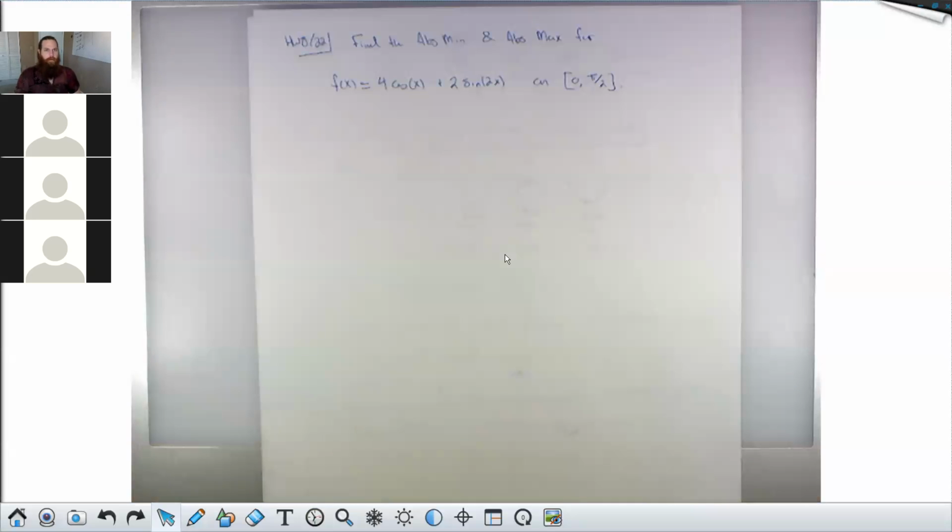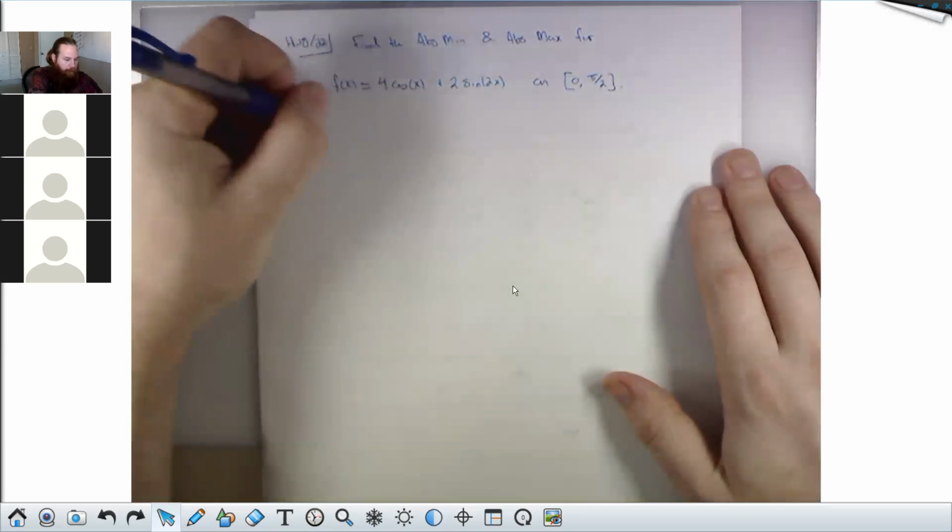Okay. So I'd like to find the absolute min and absolute max for this function on the interval 0 to pi over 2. Again, this is a continuous function on a closed bounded interval, so I know that there will be an absolute min and an absolute max. They could be coming from local mins and local maxes on the interior of this interval, or they could be coming from the endpoints. The procedure is still the same. First, I find the critical numbers.